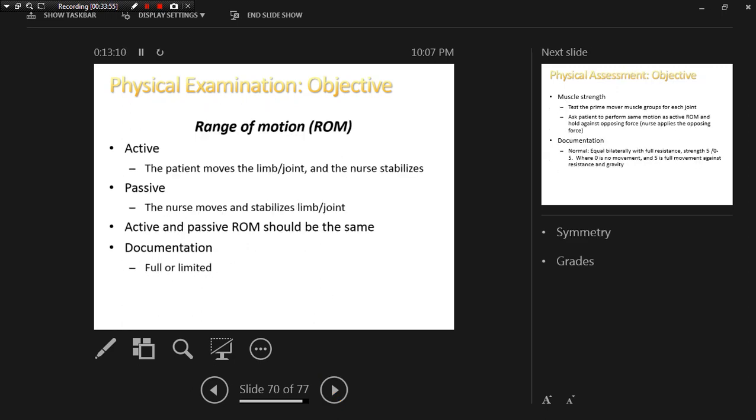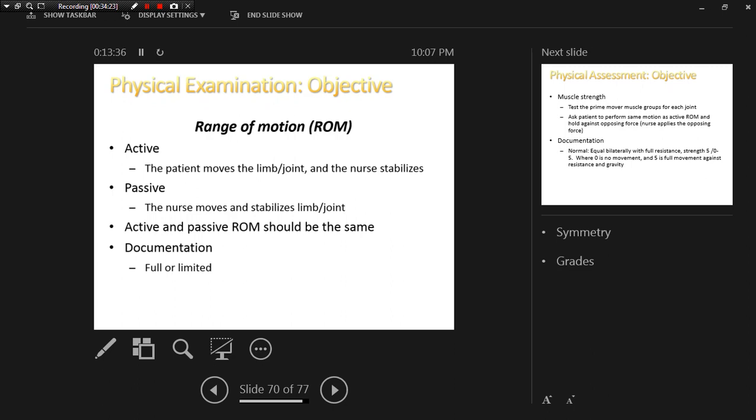The range of motion can be active or passive. So active is if the patient can fully participate themselves, and the nurse can help to stabilize the joint to make this more comfortable for the patient if they need it. But passive is if the patient is unable, if they're paralyzed, incapacitated, and the nurse is going to have to do this. And so whether it's active or passive, we know that the range of motion, the angle should be the same.